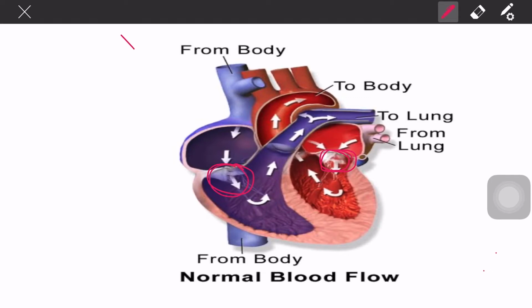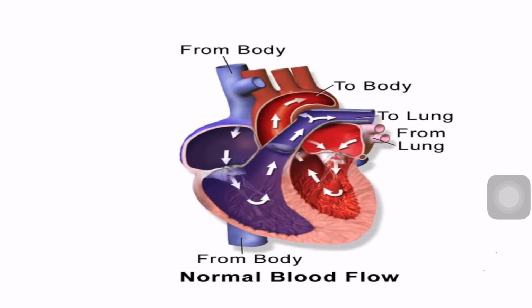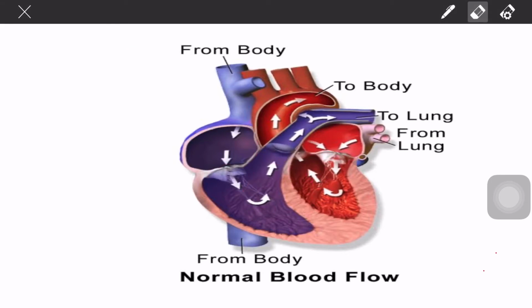And then we also have the pulmonary valve. You might not see it, but it's just here, the valve going to the aorta for systemic circulation. We have the aortic valve. So those are the important parts that we have to remember.